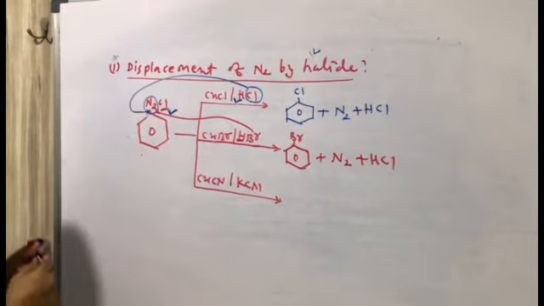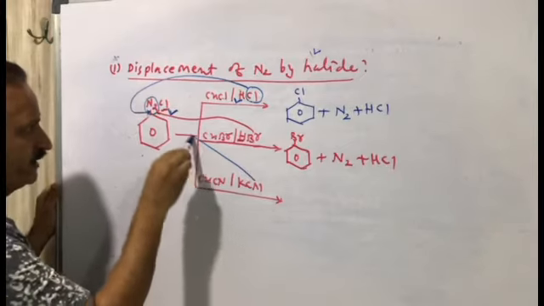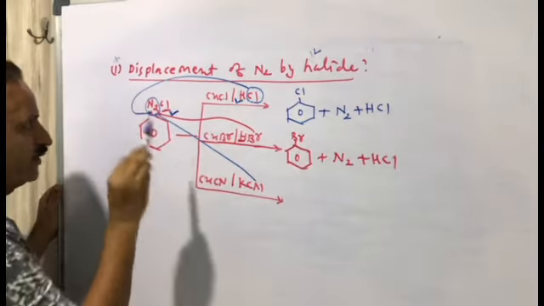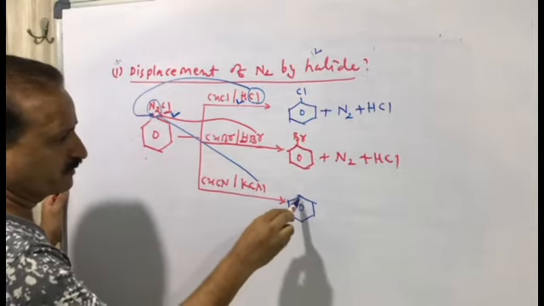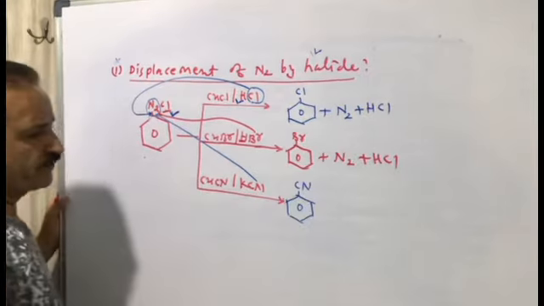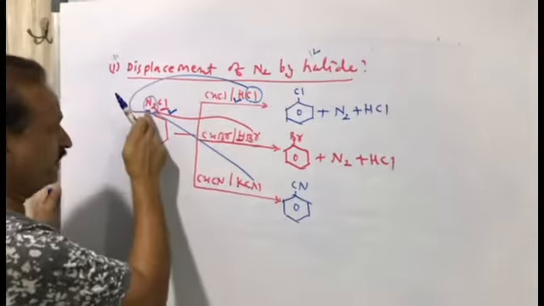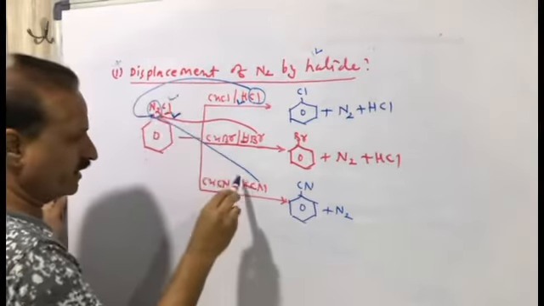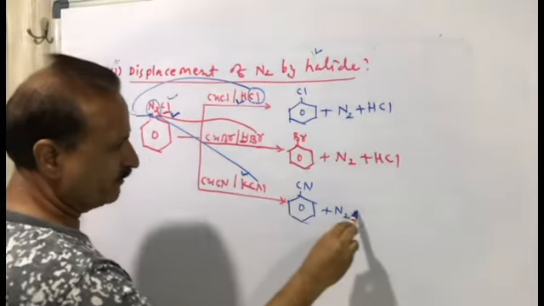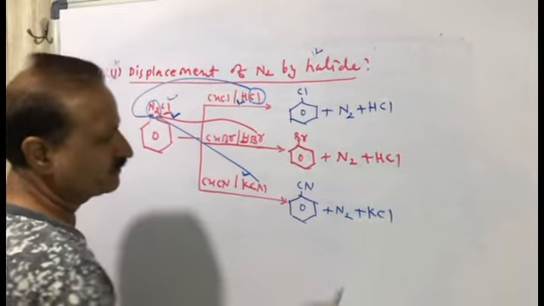Again, this CN will make displacement of N2Cl. So we are having cyanobenzene or benzene carbonitrile. Then we are having N2, and this Cl will react with K and we are having KCl.